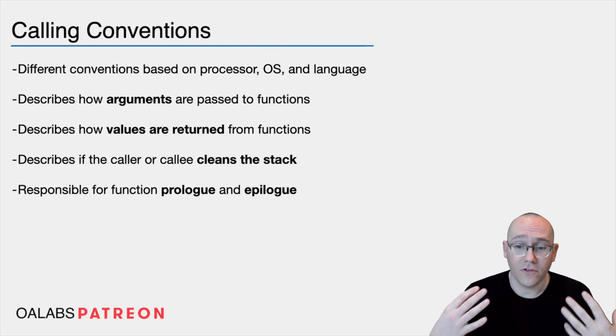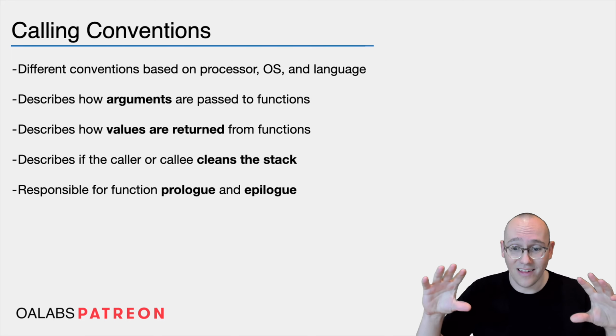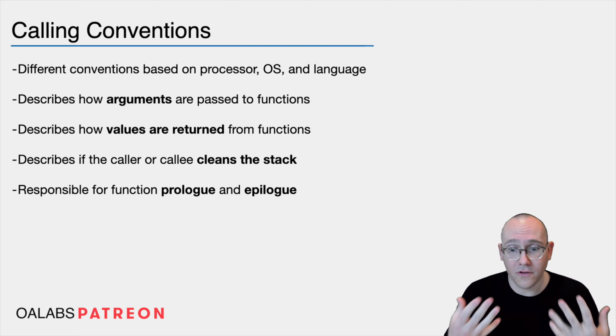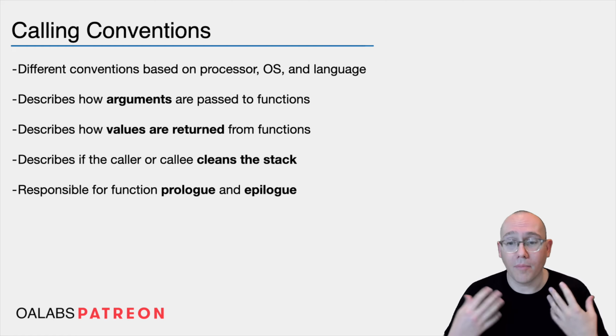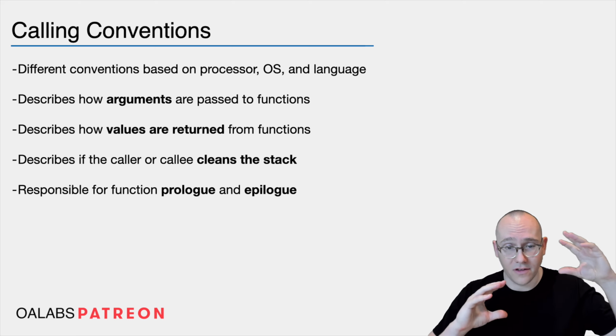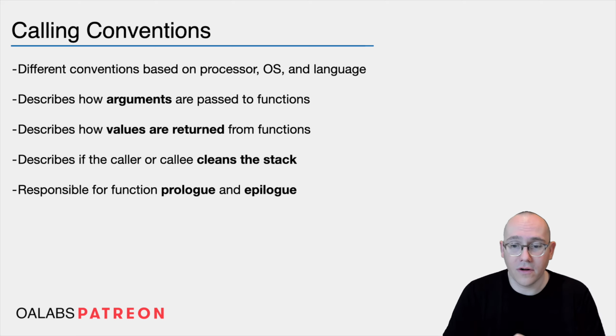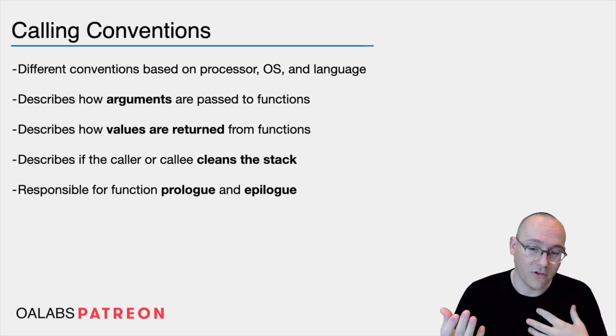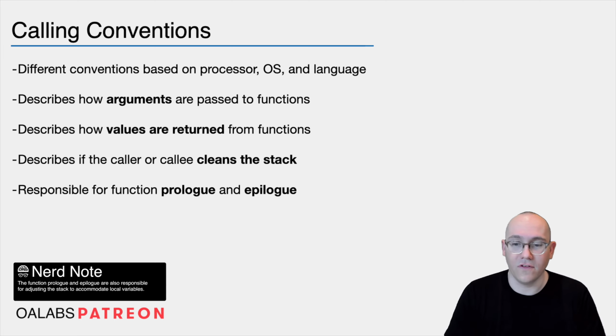Also, when calling conventions are implemented at the C layer, so when a programmer specifies a certain calling convention for a function, when the compiler compiles that code down into assembly, the compiler is responsible for translating that convention into actual assembly code. And this is where the terms prologue and epilogue for a function come from, if you've heard those terms before. This is actually code that is generated by the compiler in order to implement the calling convention.